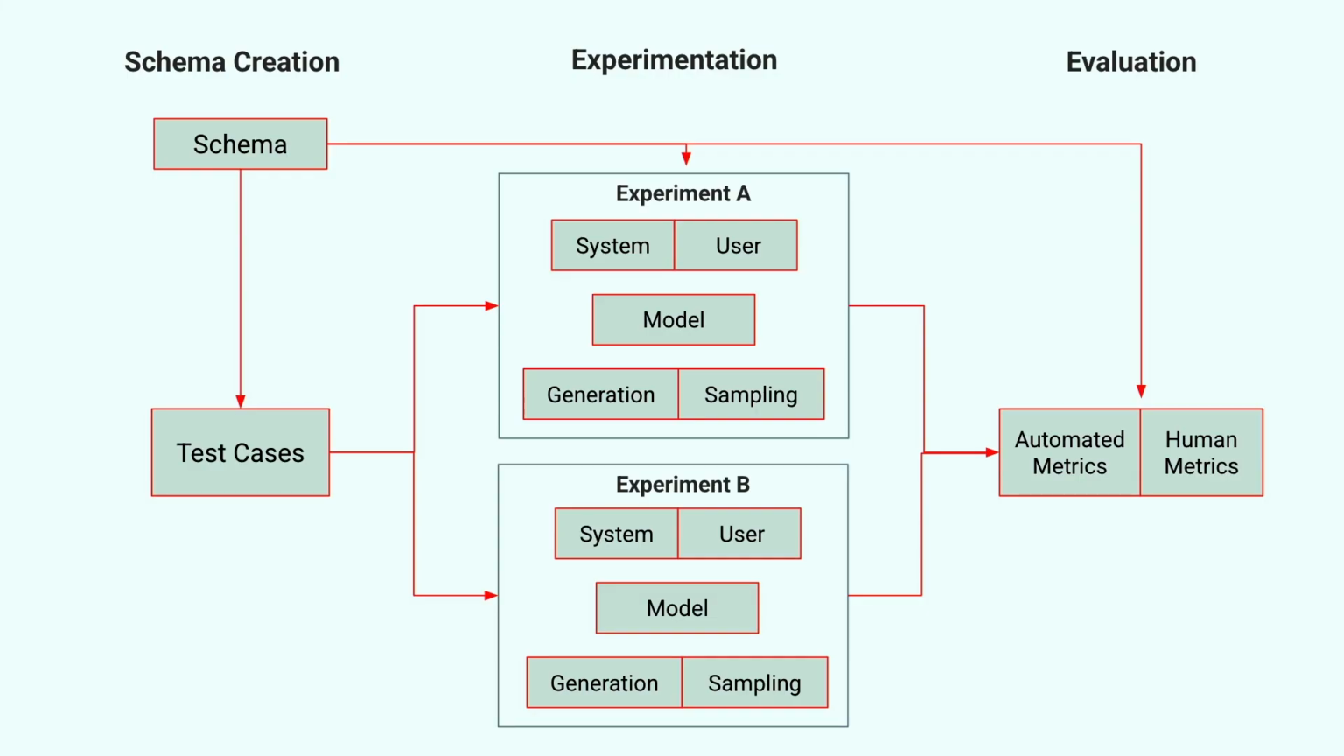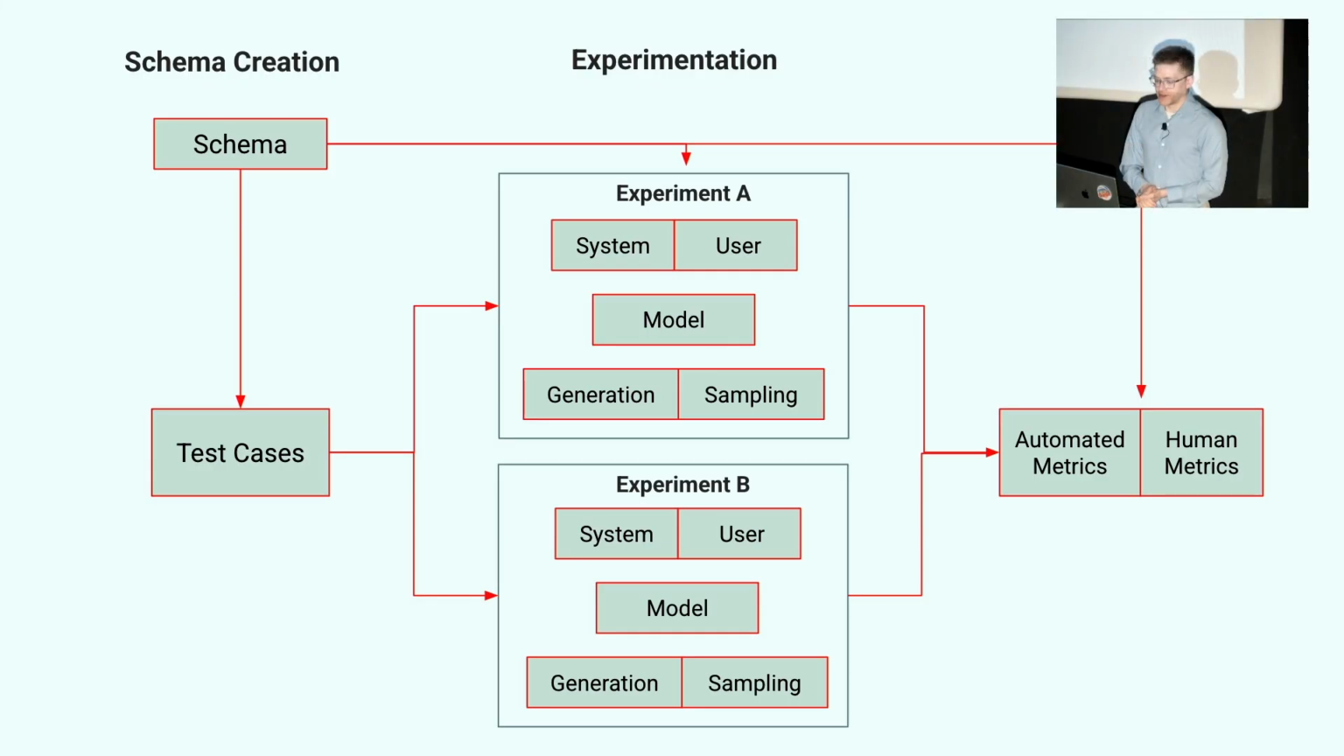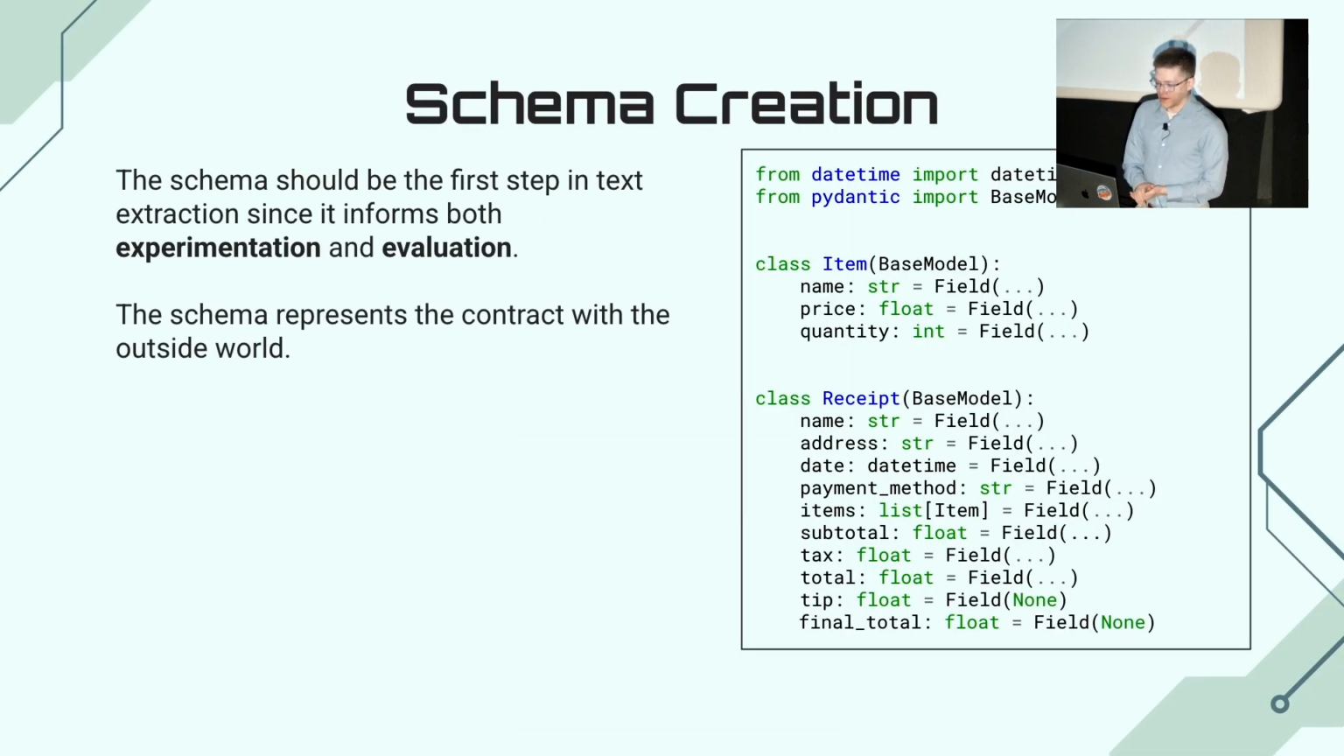And then the experimentation phase is where we're defining two experiments, using them to compare against each other, and then producing the results. And then we have an evaluation step where we look at the results and say which one is better. But the key here is that the schema is used in all three phases. So that is basically the first step.